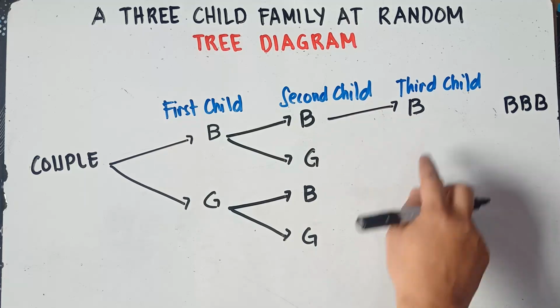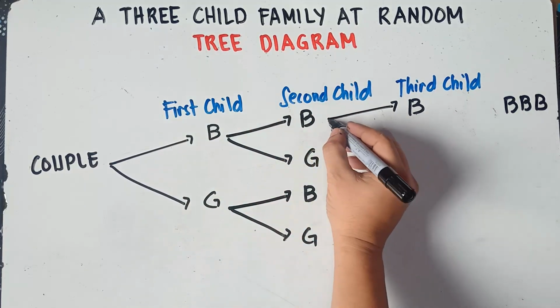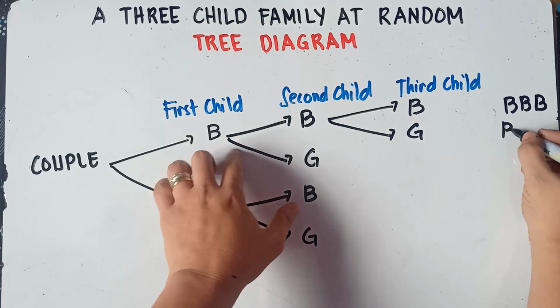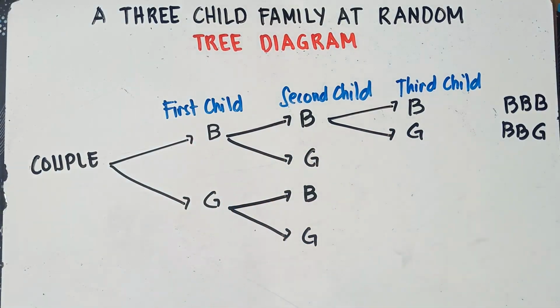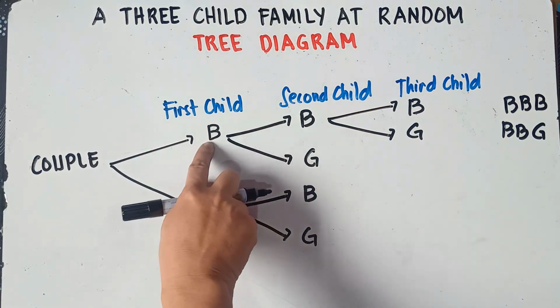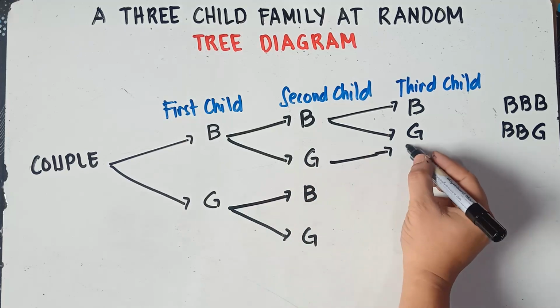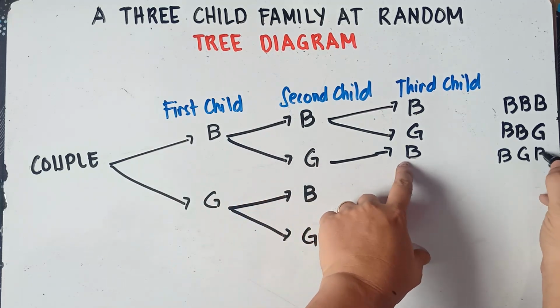Now, if your first child is a boy and your second child is a boy, you can also have your third child to be a girl. So therefore, you have 2 boys and then 1 girl. So boy, boy, and then girl. Now, if your first child is a boy and your second child is a girl, you can have your third child as a boy. So therefore, you have boy, girl, and then boy.